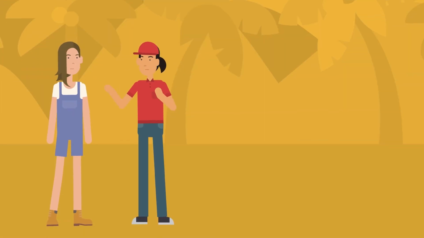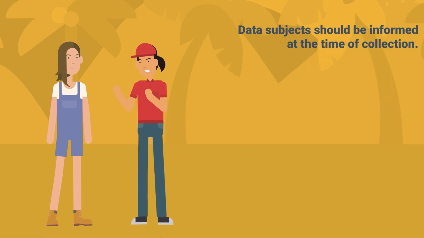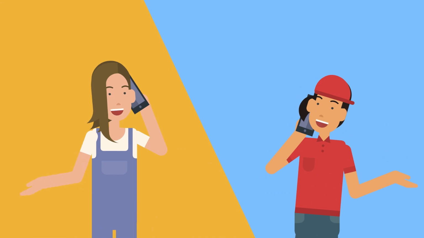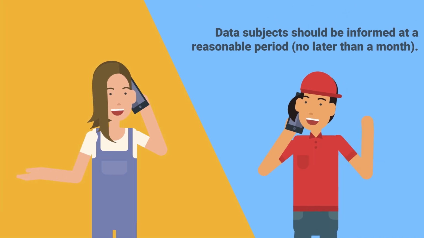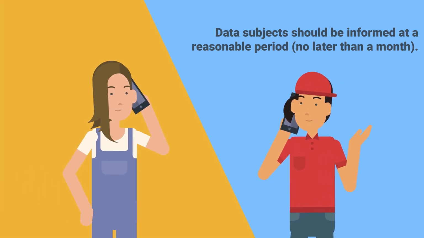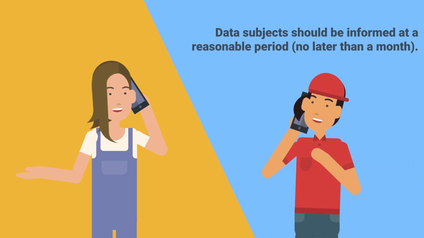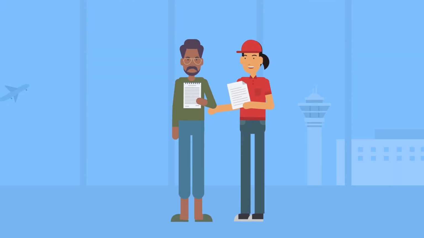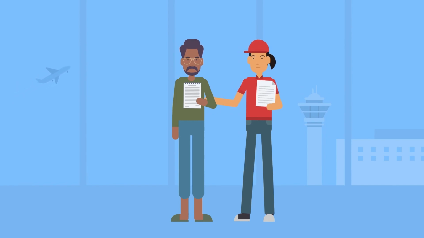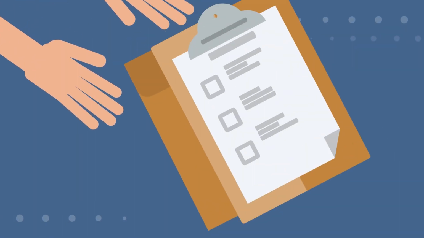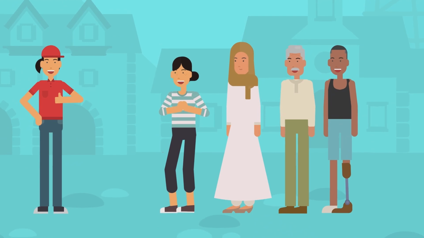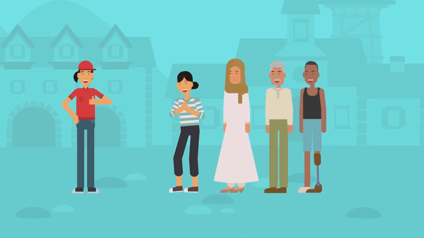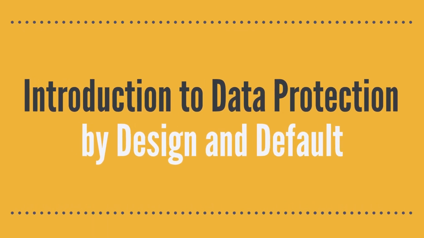GDPR requires that data subjects are informed at the time of collection. However, for personal data indirectly obtained via a third party, the information must be provided within a reasonable period after obtaining the personal data and no later than 1 month. Transparency requirements must be met regardless of the legal basis for processing. When adhered to, it allows data subjects to exercise control over their personal data and empowers them to hold data controllers and processors accountable.